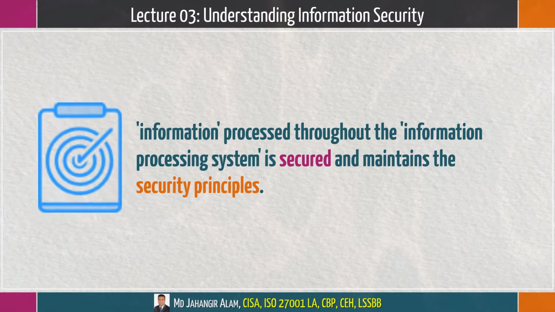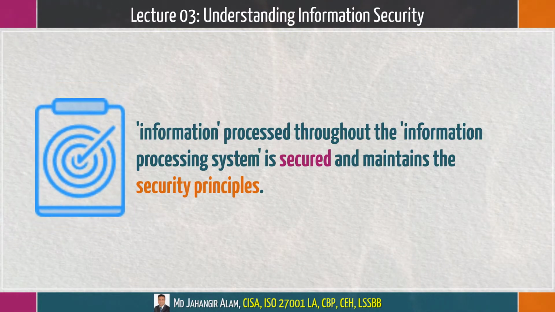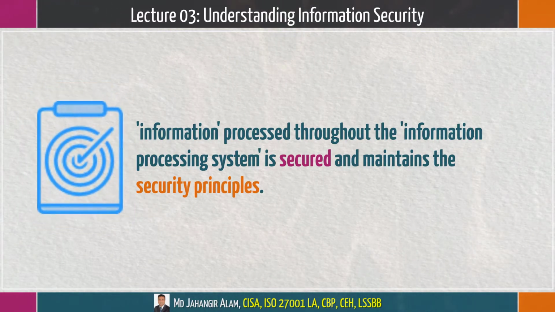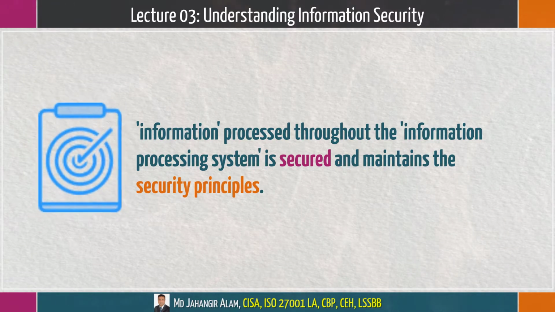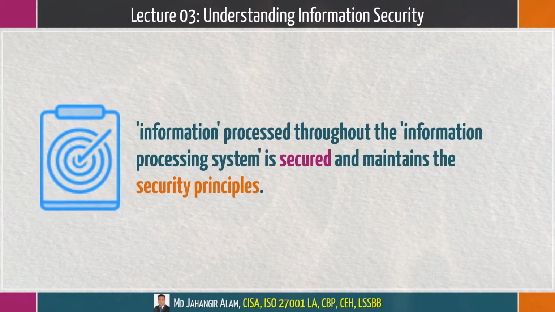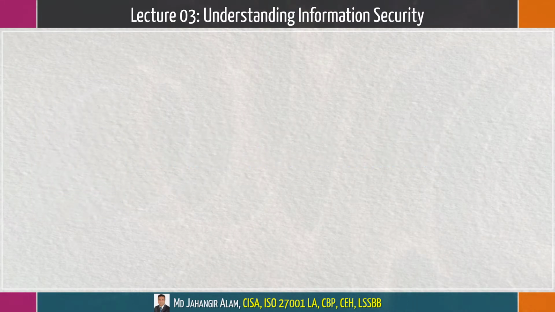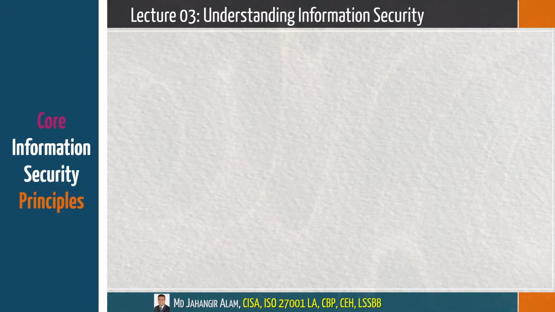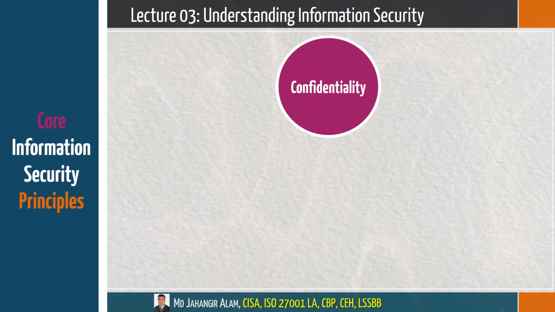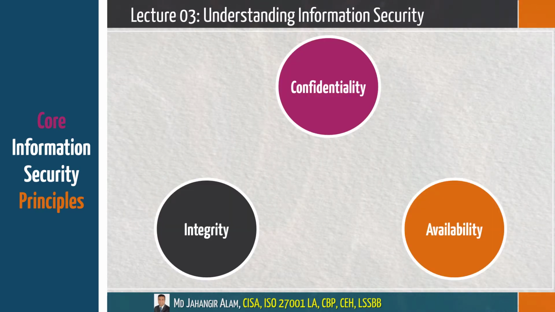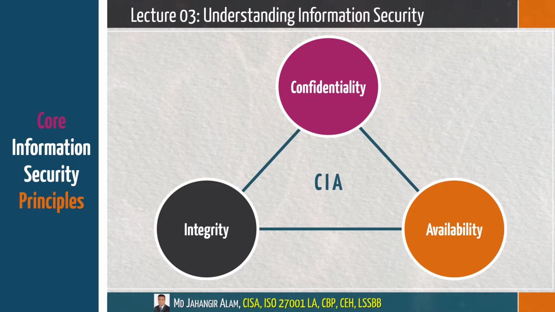The ultimate objective of the IS auditor is to assure its stakeholders that the information processed through the information processing system is secured and maintains the security principles. The core information security principles are confidentiality, integrity, and availability, which are often called the CIA or CIA triad.